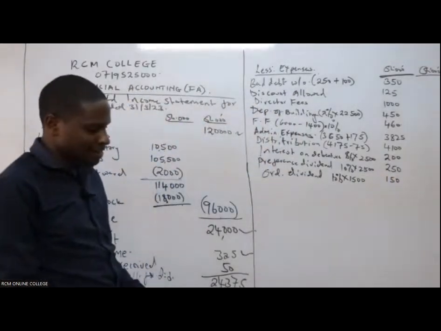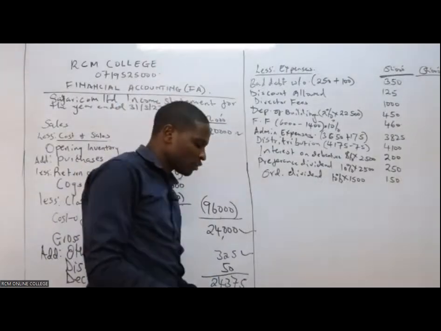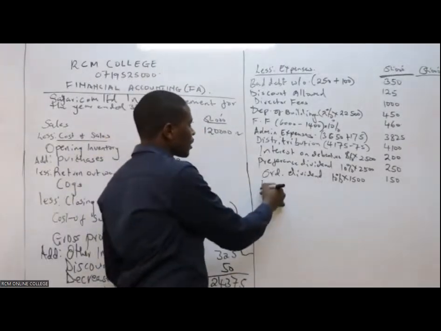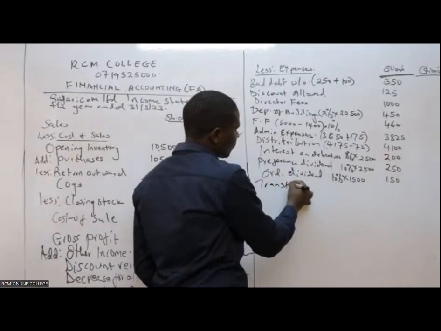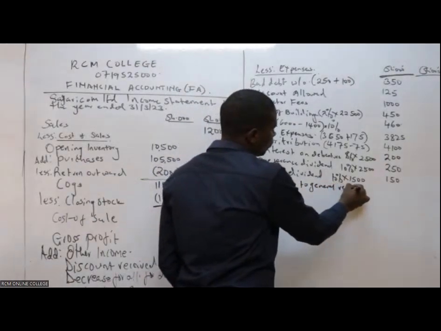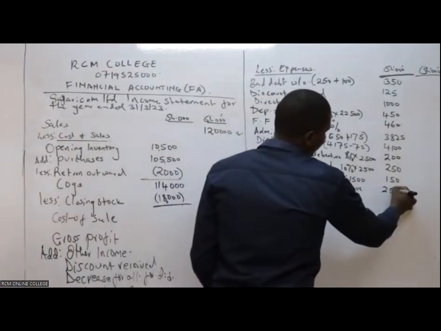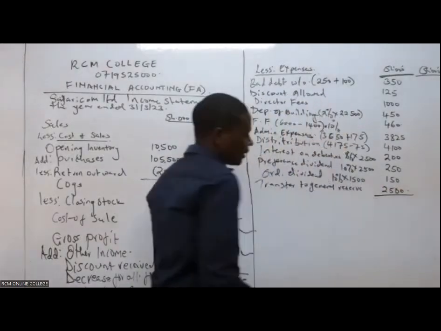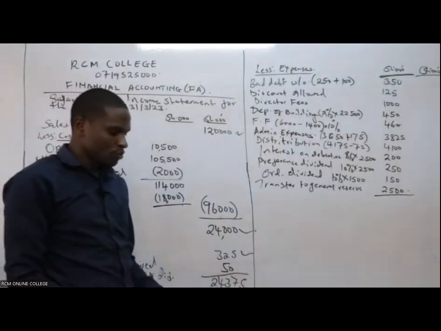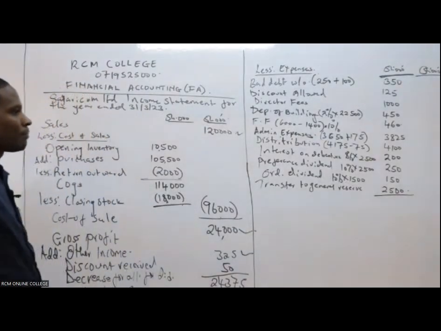At last, the last thing, there was something that was transferred to the general reserve. Transfer to general reserve, which was 2500. That one was just direct 2500. And then you have to add for me and tell me what will be our total expense. Give me the total expense.